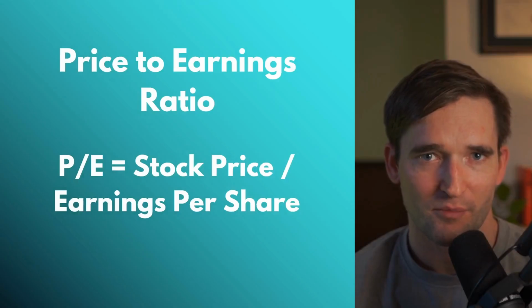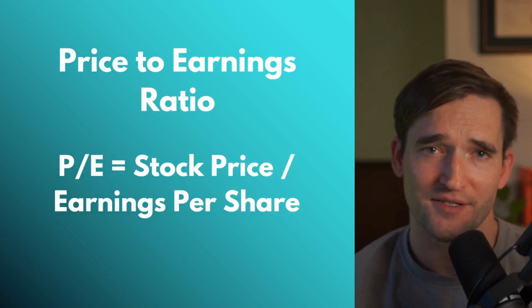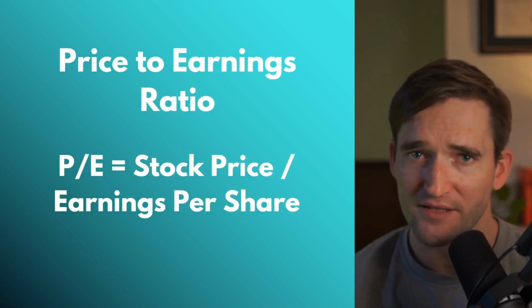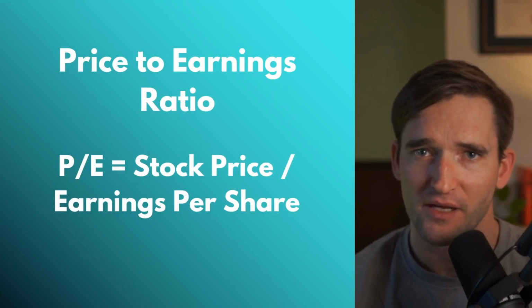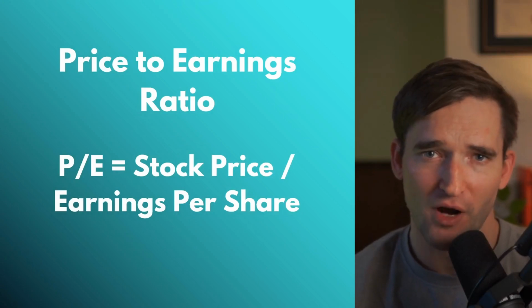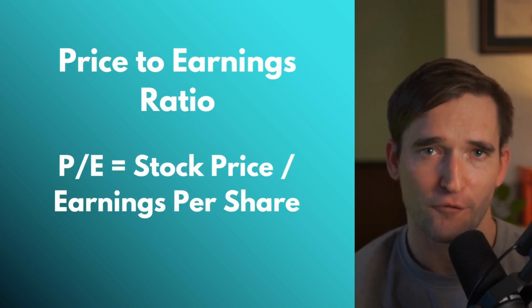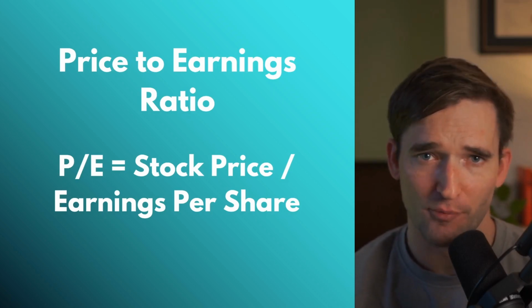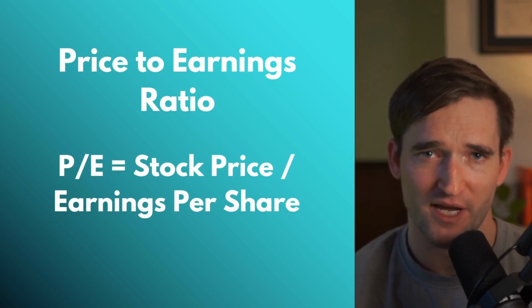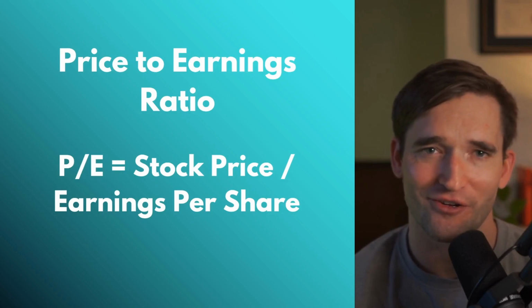Let's dive in. PE ratio stands for price to earnings ratio. And here's the simple way to think about it. It tells you how many years of current profits you're paying for when you buy a stock. The formula is dead simple. Stock price divided by earnings per share equals PE ratio.